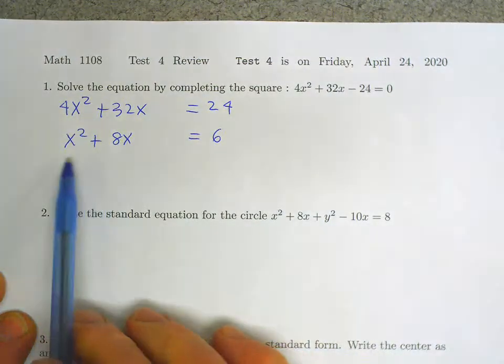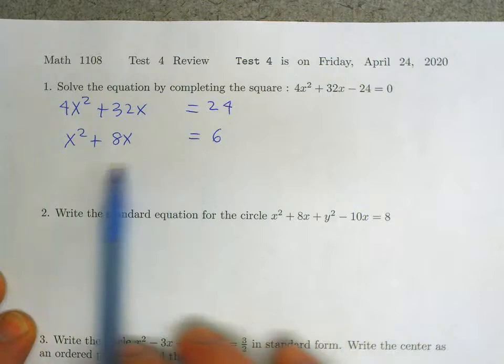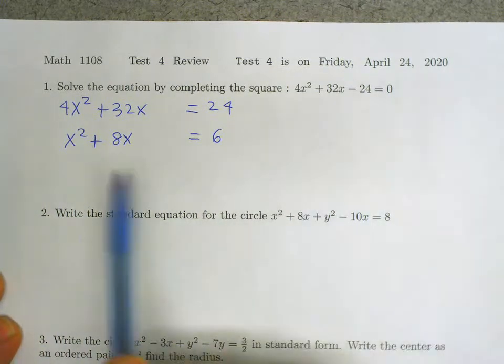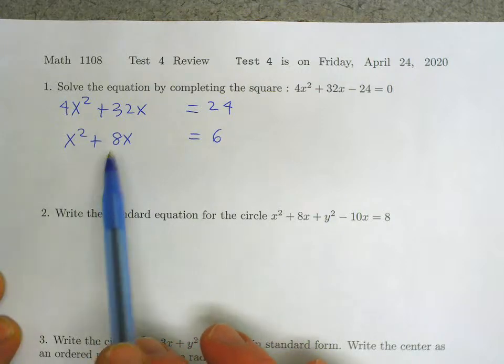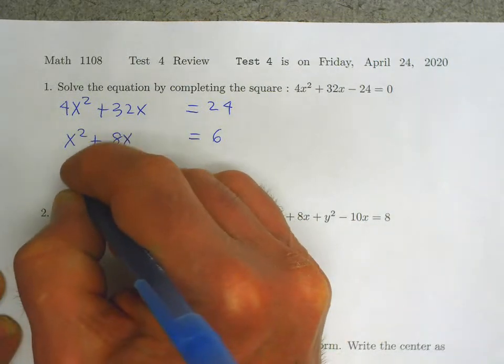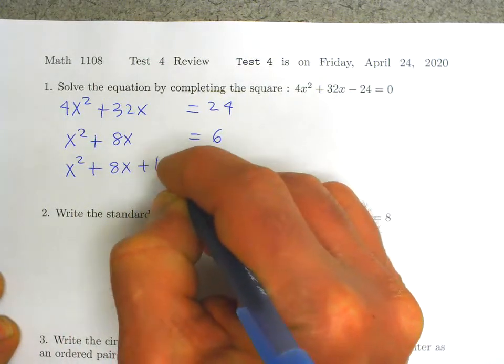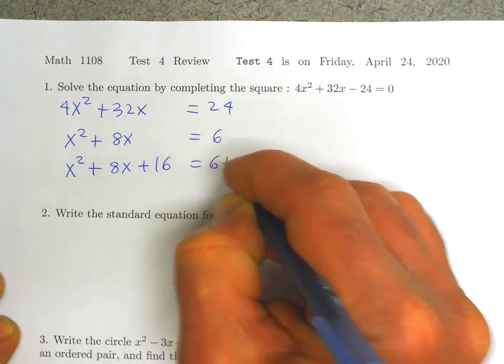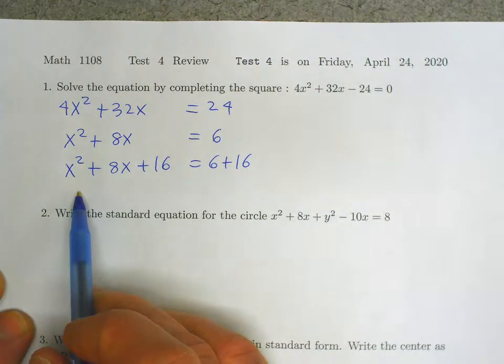And now that the coefficient of x squared is 1, we can create a perfect square trinomial. To do so, we're going to take 1/2 of 8, which is 4, and square that number. 4 squared is 16. So in the next step, we add 16 to both sides. And now the left-hand side is a perfect square trinomial.